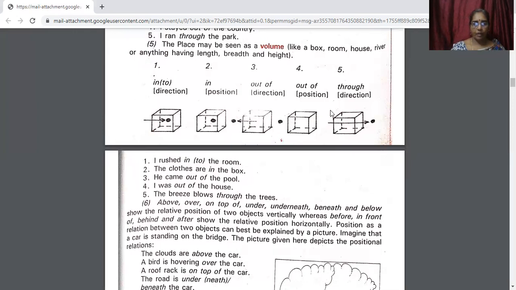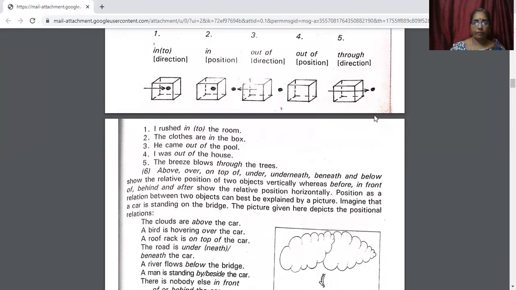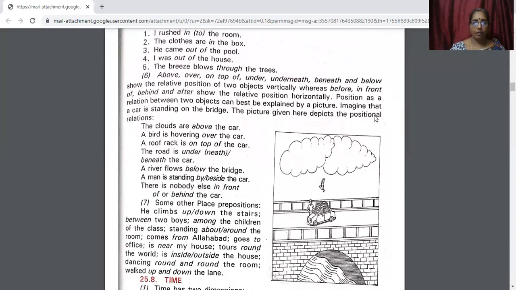Then the breeze blows through the trees. How the breeze blows through the trees. So these pictures give you an idea. These images give you an idea how it is.